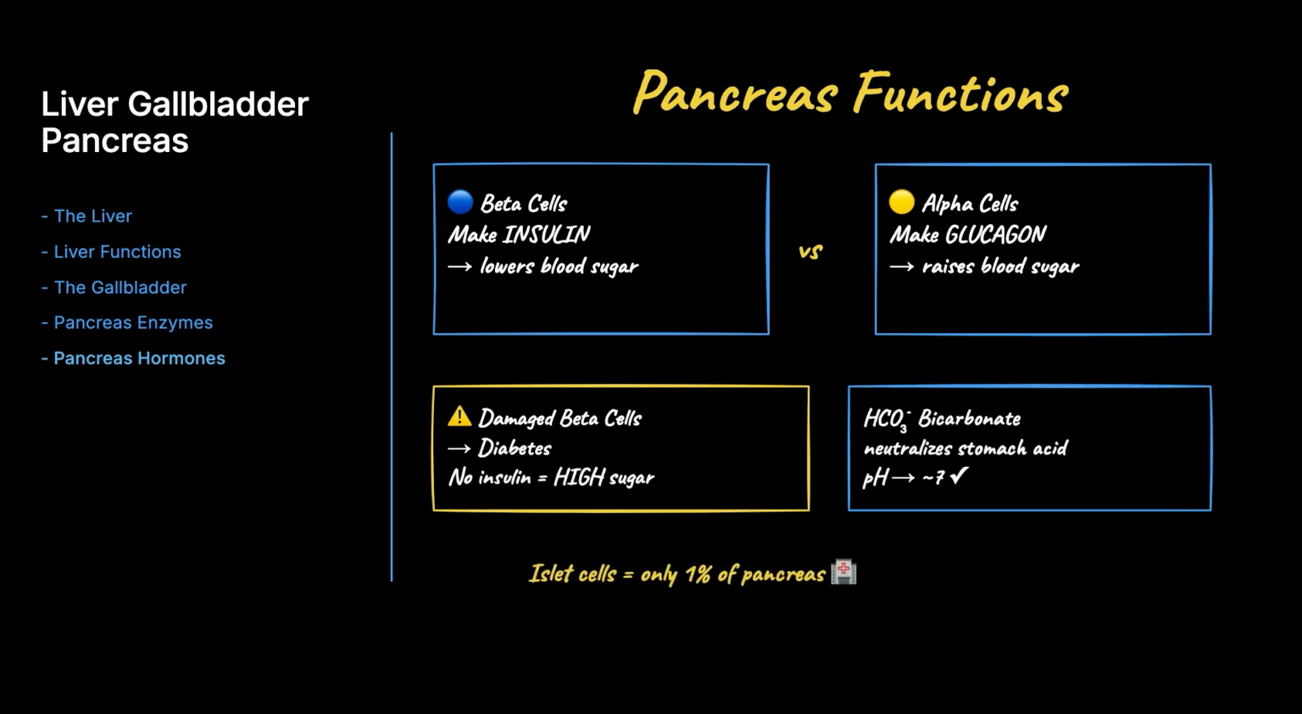The other 1% of the pancreas is endocrine. Its islet cells release hormones. Beta cells make insulin to lower blood sugar. Alpha cells make glucagon to raise it. Damaged beta cells cause diabetes.